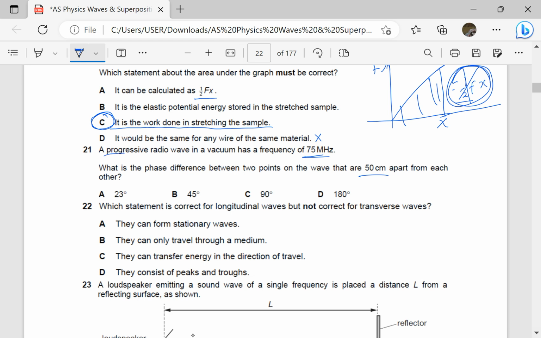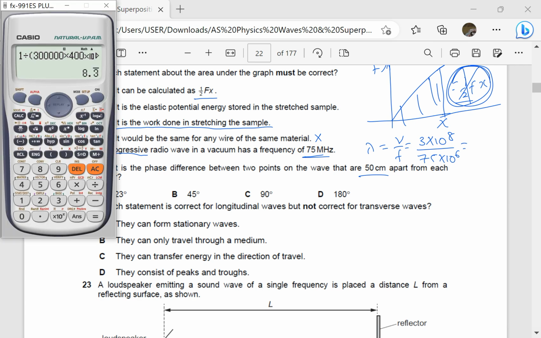It is a progressive radio wave in a vacuum, with frequency 75 hertz. So let's find the wavelength first. Wavelength is going to be v over f. It is a progressive radio wave which travels at the speed of light, 3 times 10 power 8. The frequency is 75 times 10 power 6. So that is going to give us the wavelength, 3 times 10^8 divided by 75 times 10^6.